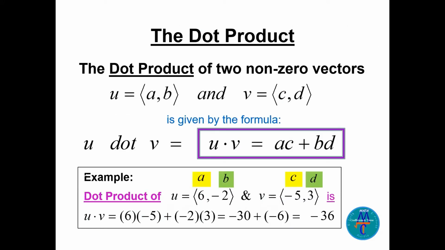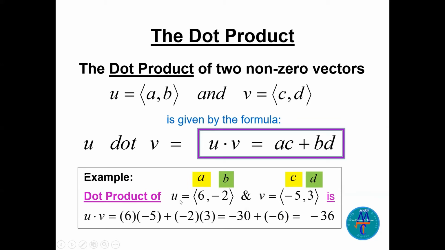The dot product: if you have two vectors, u and v, AB is the u, CD is the v. To find u dot v, we write it like this. We don't say multiply, we say u dot v. This is the dot product. It will be AC: you multiply the first component with the first component, you multiply the second component with the second component, and you add them. This is an easy, nice example.